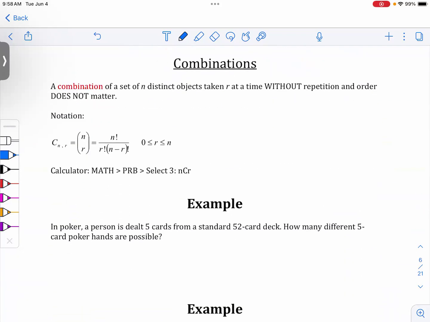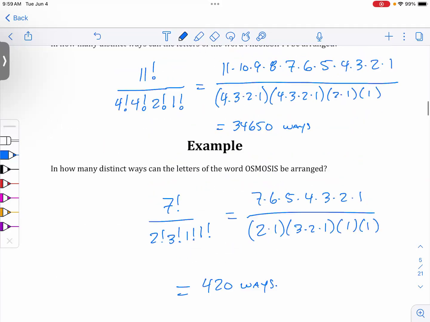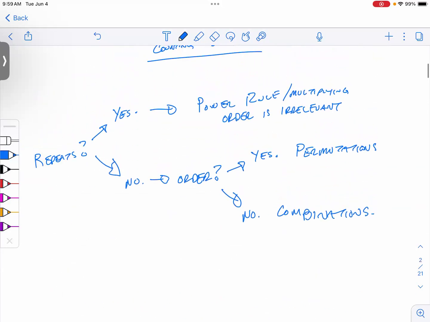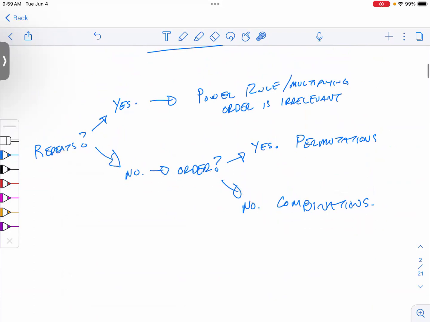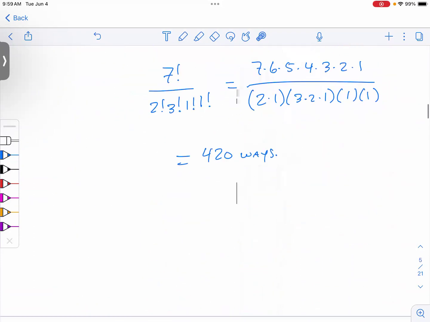Okay, so combination. So here's our other case, and actually combinations are more common than permutations, because a combination is no repetition and no order. You're just selecting items from a group. And this has a lot of applications, as we're going to see. Again, same thing in the calculator. This is NCR versus NPR, all right? And this is the last category in that diagram we made, right? So no repeats, no order, that's a combination.